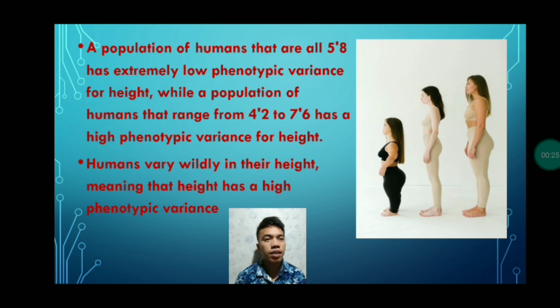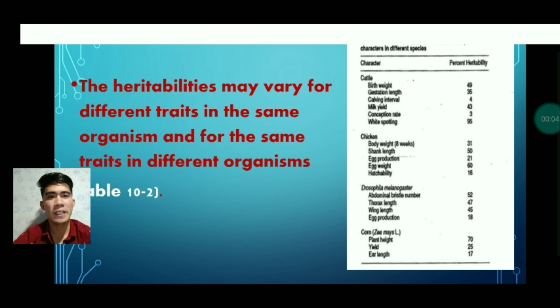A population of humans that are all 5'8" has extremely low phenotypic variance for height, while a population of humans that range from 4'2" to 7'6" has a high phenotypic variance for height. Humans vary widely in their height, meaning that height has a high phenotypic variance. So as you can see in the picture on the right side, there are different types of phenotypic variance. The heritabilities may vary for different traits in the same organism and for the same traits in different organisms.